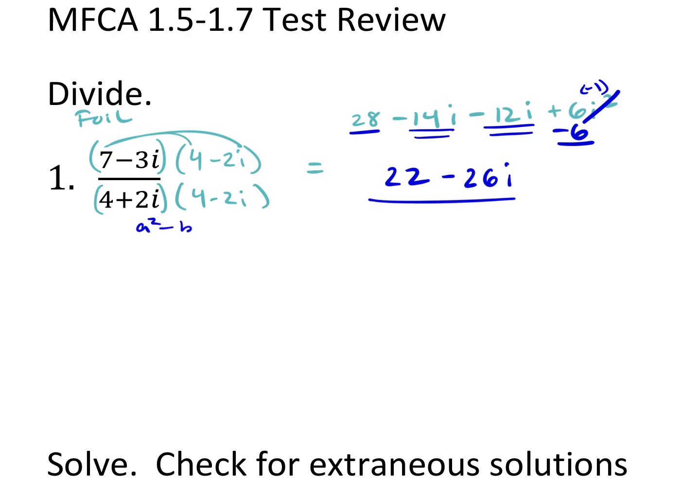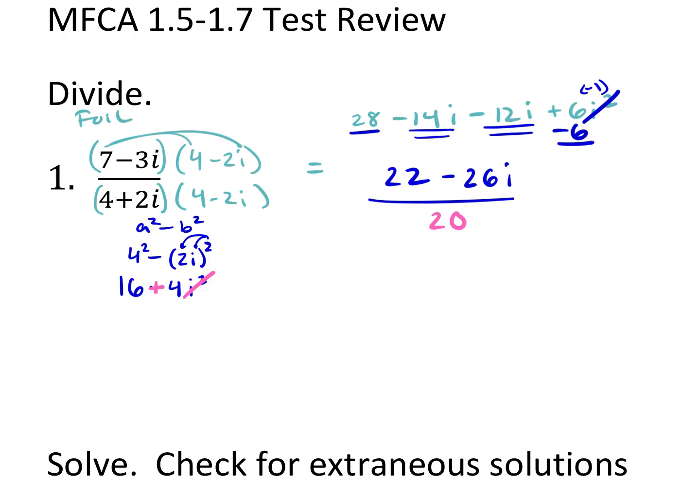Over on the bottom, we want to do our conjugate shortcut: a squared minus b squared. So 4 squared minus 2i squared. 4 squared is 16, minus, don't forget to square the 2 and square the i, so this would be 4i squared. What does i squared change to? Negative 1, which makes it a plus 4. So 16 plus 4 is 20.